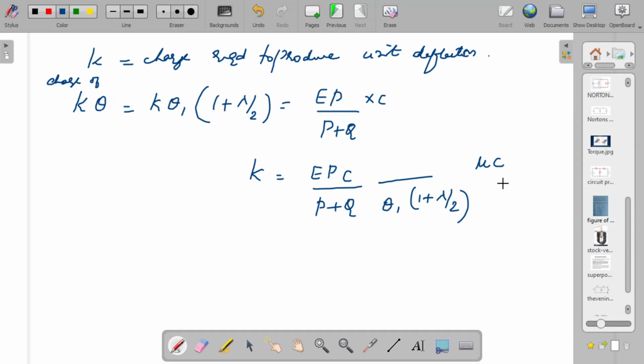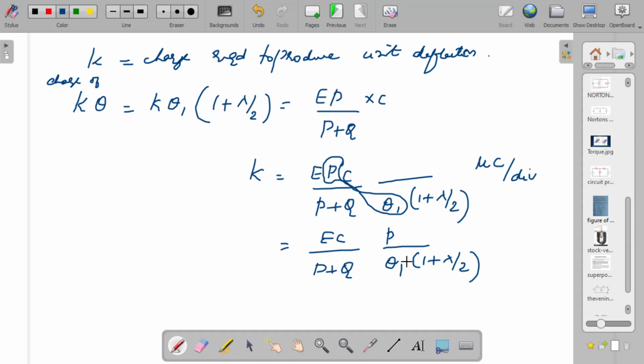Now you say you know everything. Can you find out the figure of merit? You use the particular accumulator whose EMF you know. You introduce P, you know what P is. That means from the experiment we find out P by theta 1, right? So this P by theta 1 you already know. So I can change and write EC divided by P plus Q and P by theta 1 into 1 plus lambda by 2. Okay. So P by theta 1 you understood. P plus Q you know. You always keep it as 10,000. So P plus Q is known.